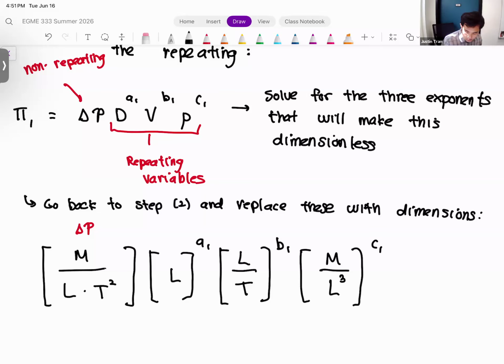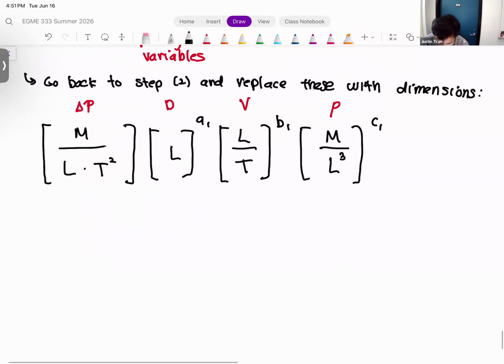So from here, let me write in the variables. This L here is our diameter, this length over time is our velocity, and this mass over length cubed is our density. From here, we can form a system of equations to solve for A, B, and C in order to make this combination dimensionless. We're going to have separate equations for mass, for length, and for time, where we basically multiply these exponents through, and that number represents its dimensions.